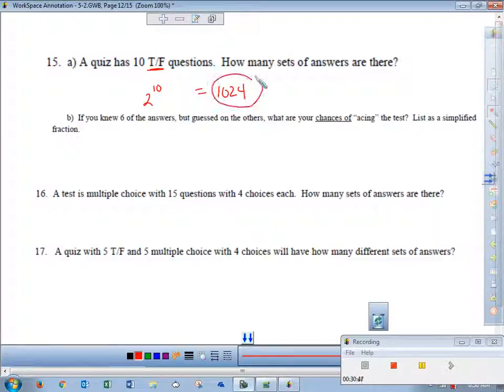So if you had to draw all those out, it would take you much longer. It'd be like true, true, true, true, true, true, true, true, true, 10 times in a row, or true, true, true, true, true, true, true, true, false, true. You know, you do that 1,024 times.